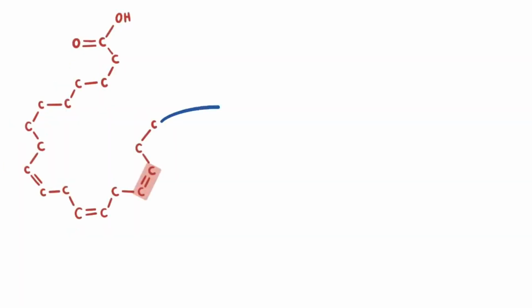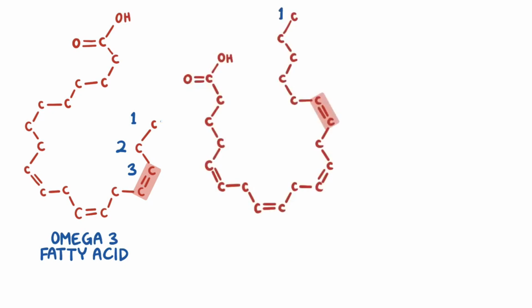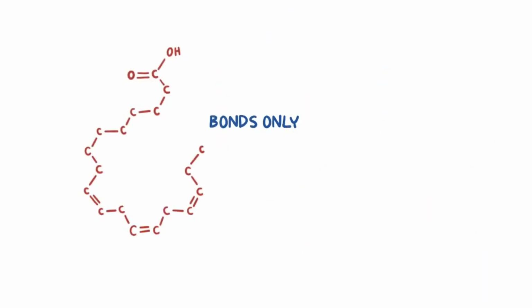So another name for the methyl end is the omega end. And then we can count the number of carbons until the first double bond. Since this one is 3, it would be an omega-3 fatty acid. If the double bond is 6 carbons from the end, it's an omega-6, and if it's 9 carbons from the end, it's called omega-9. Now, to make things even easier when looking at these molecules, I'm just going to show the bonds.